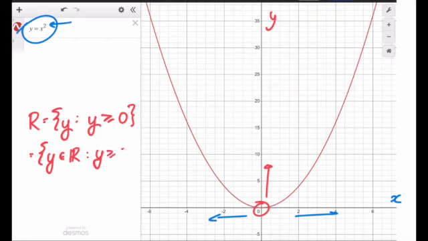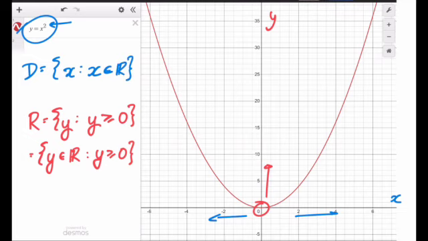Or you can express that as y is an element of the reals such that y is greater than or equal to 0. In other words, it can be any number which is greater than or equal to 0. The domain in this case is expressed as an x value such that x is in the reals. So in other words, x can be any number from negative infinity to positive infinity.